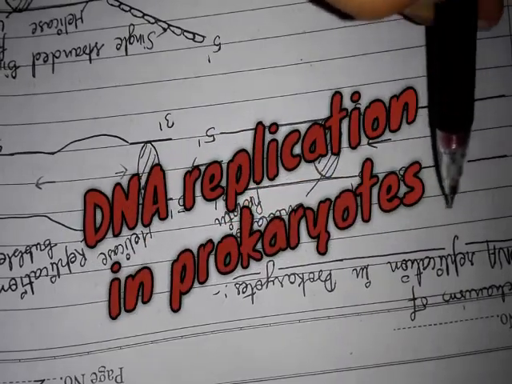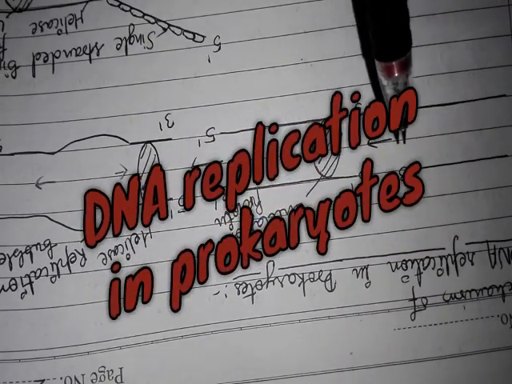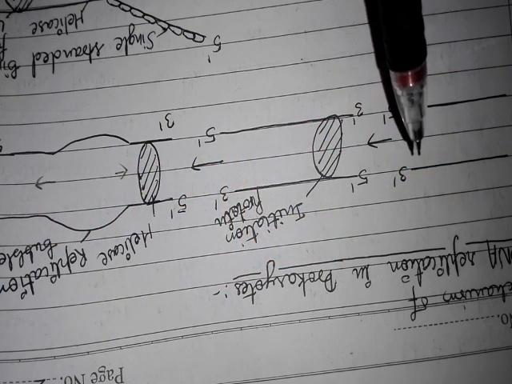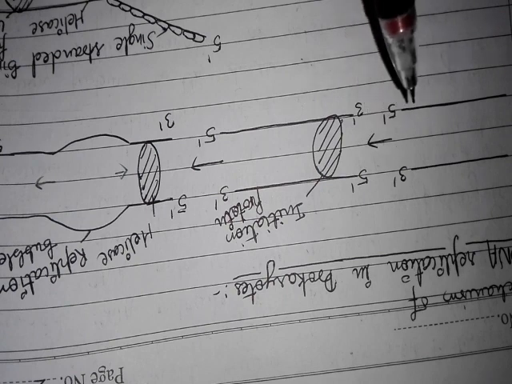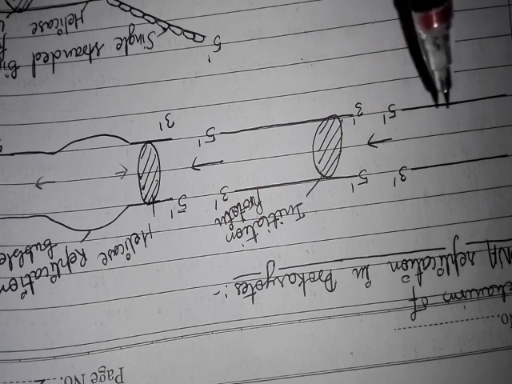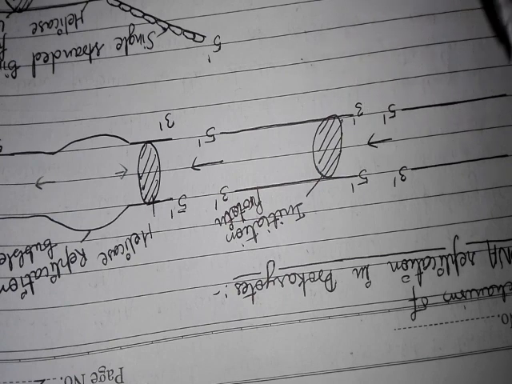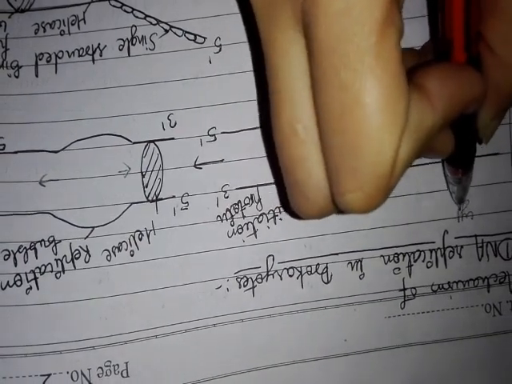Today's topic is the mechanism of DNA replication in prokaryotes. Cells without a nuclear envelope are prokaryotes. DNA replication is a process by which a double-stranded DNA molecule is copied to produce a new identical DNA molecule. DNA replication in prokaryotes occurs in the cytoplasm.